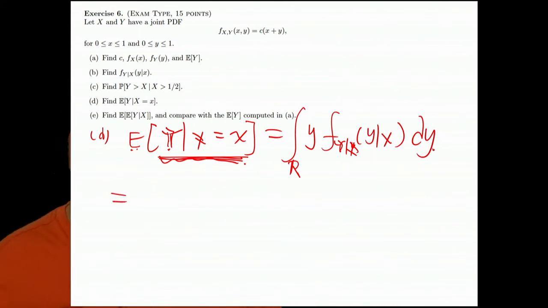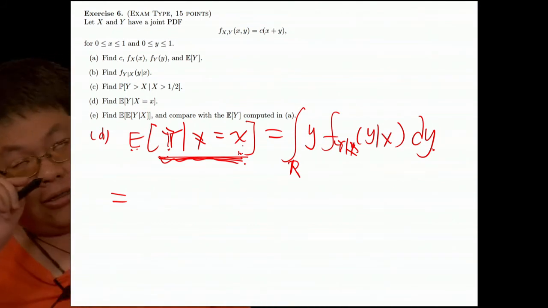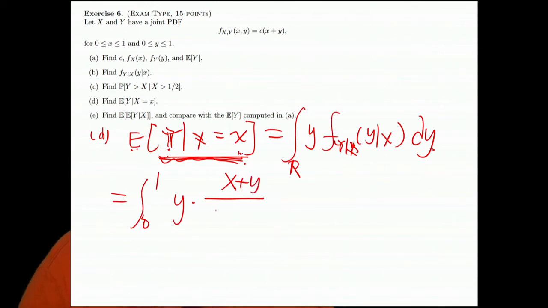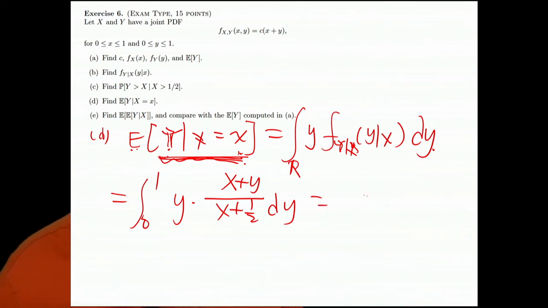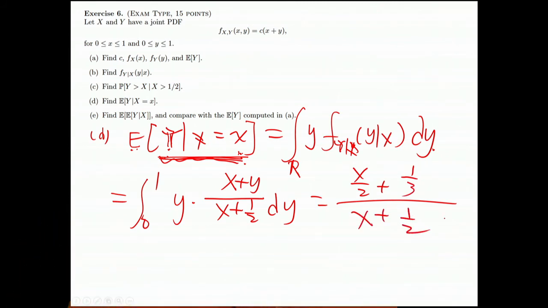As you can expect, finally this answer will be a function of x, because the expected y, I will integrate y out. So finally we'll have x. So it's not a number, it's a function of x now. So it's from 0 to 1, y times (x plus y) over (x plus 1/2) dy. Then you can integrate this and you get the answer is x divided by 2 plus 1/3, over x plus half.